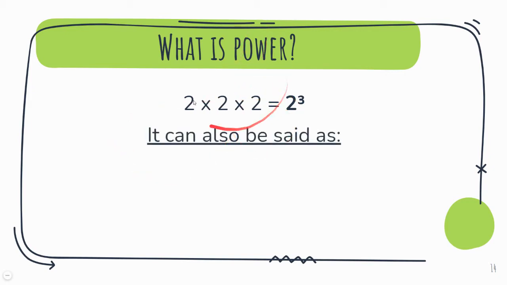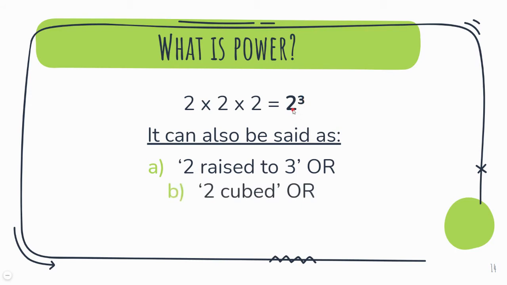So, how do we say this number? We can say it as 2 raised to 3 or we can also say 2 cubed. Whenever the exponent is 3, it's going to be 2 cubed or you can also say the cube of 2.